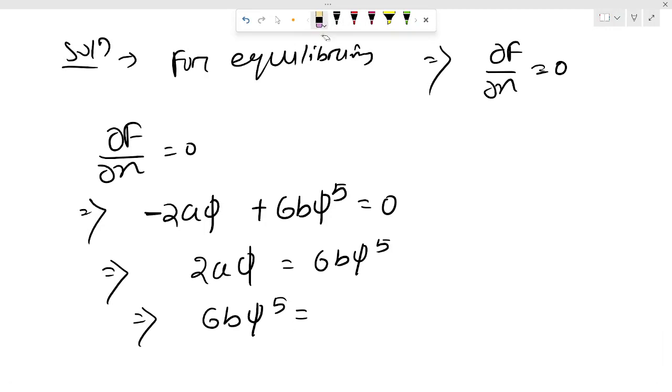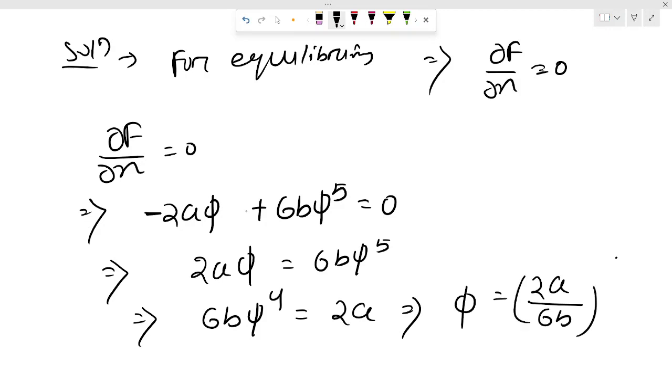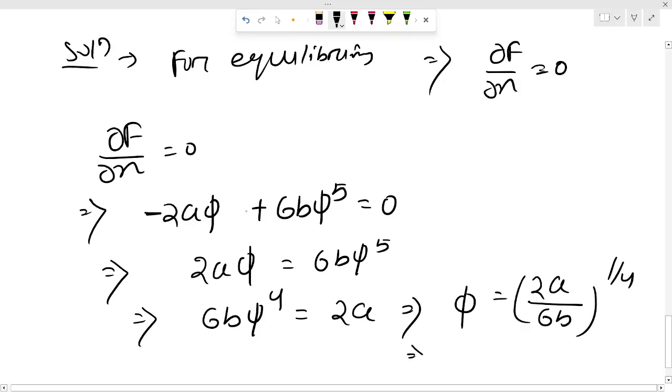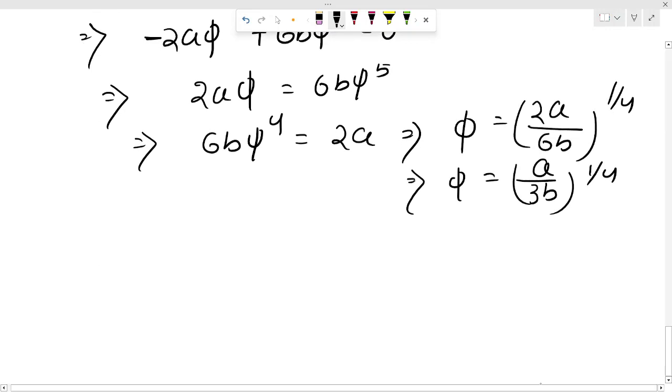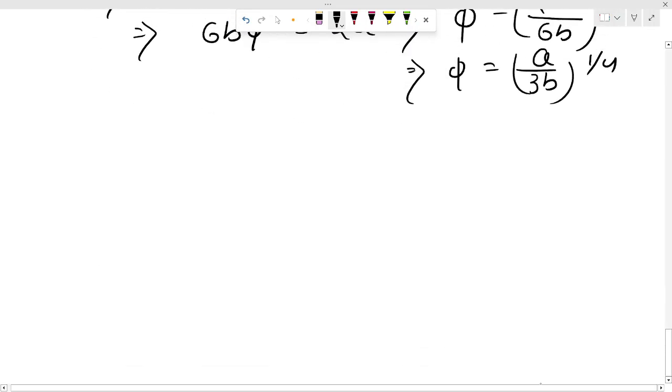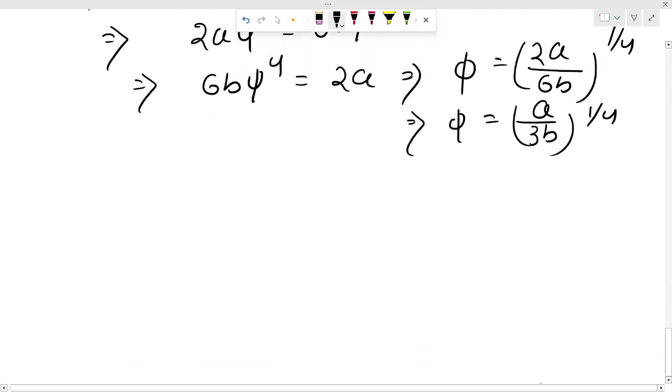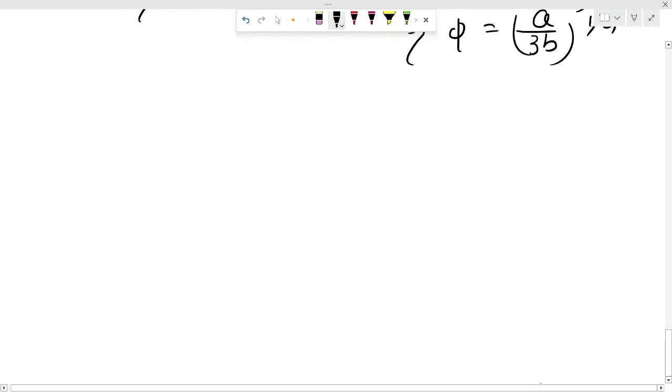So it becomes 6b phi to the power 5 equal to 2a phi, and phi gets cancelled, so it becomes phi to the power 4 is equal to 2a upon 6b. So phi will become 2a upon 6b to the power 1 upon 4. Solving, you get phi as a upon 3b to the power 1 by 4, isn't it? So you get the value of phi. The question asked to find the value of phi, so you have got the answer.